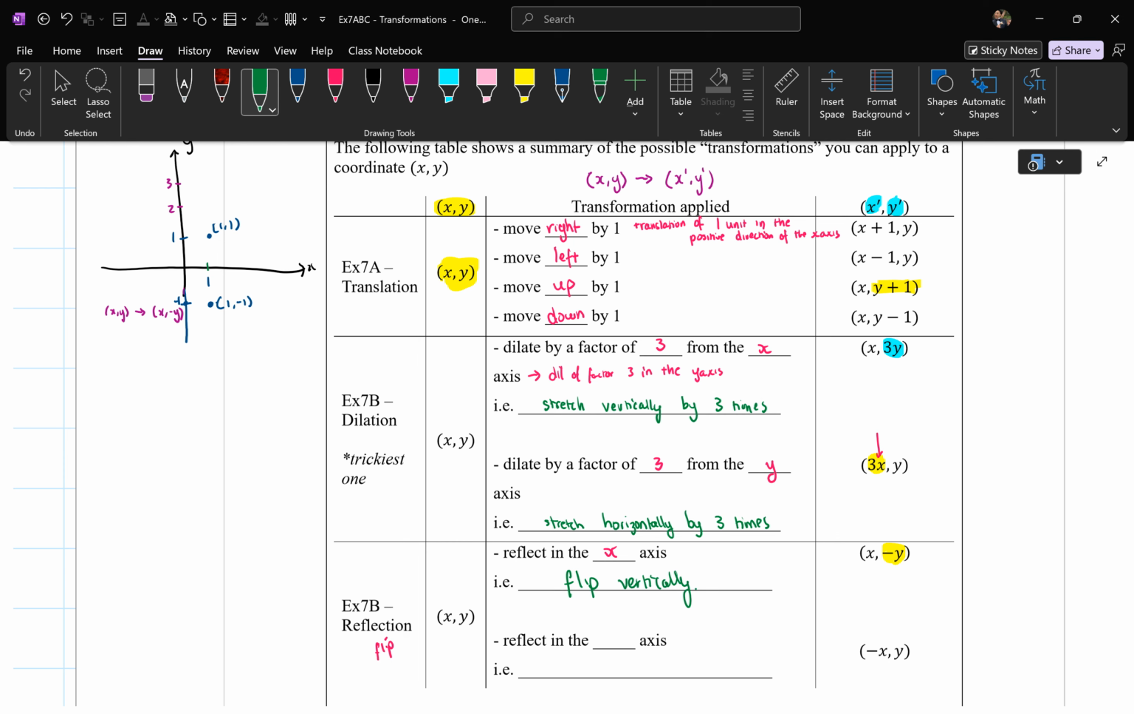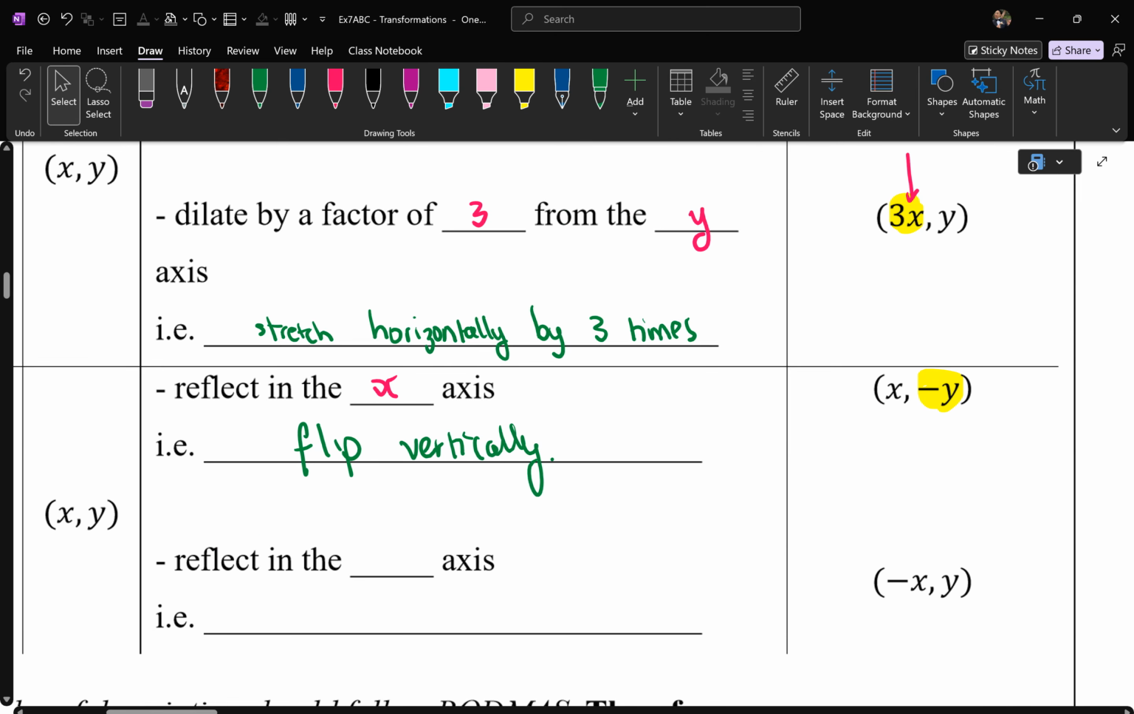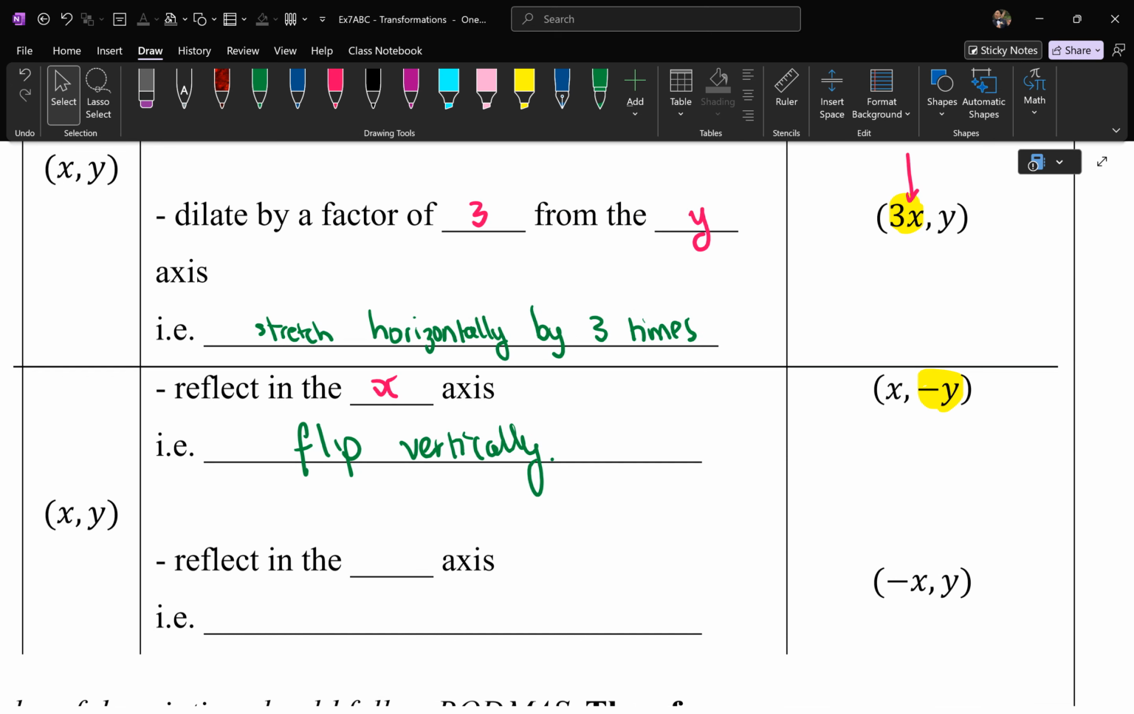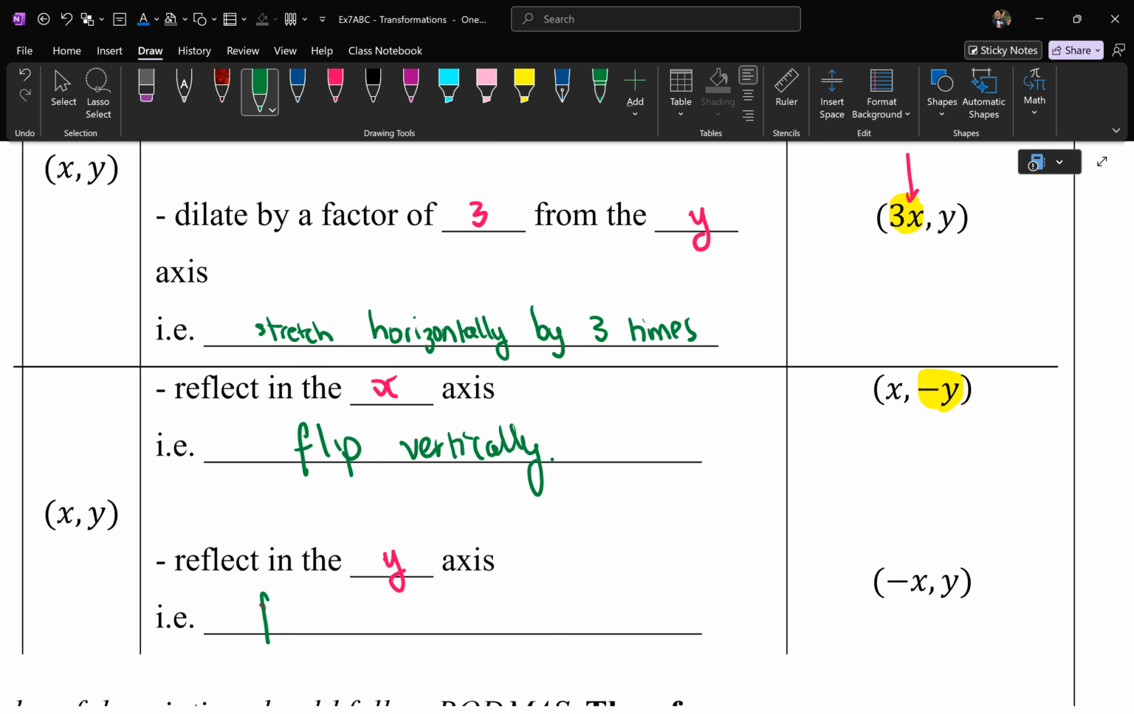Okay. And then your last one, obviously if you put a negative x, you can kind of picture it. 1, 1 becomes negative 1, 1. So hence this now is reflection in the y-axis, and that just means flip horizontally.